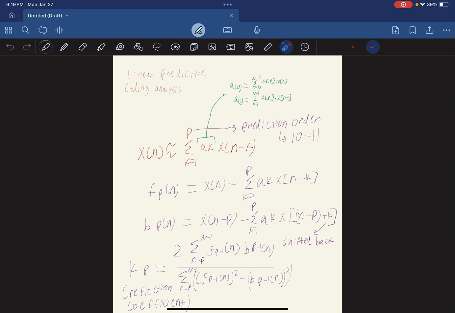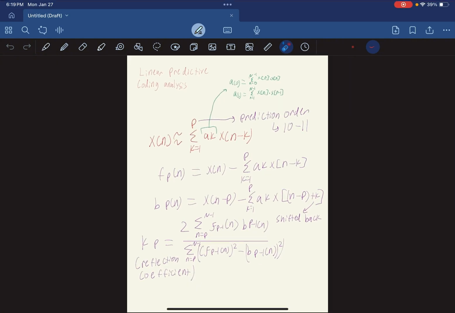The meat of it all. What we're going to do is linear predictive coding analysis. That is fundamentally what formants are. They're not coefficients, but values extracted from constructing a large polynomial. Now, what do I mean by that?